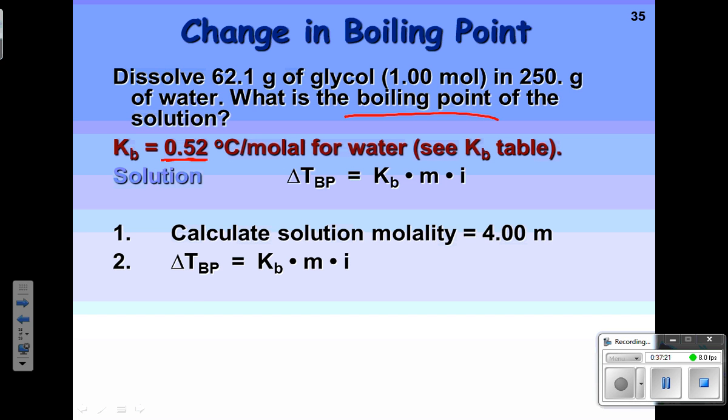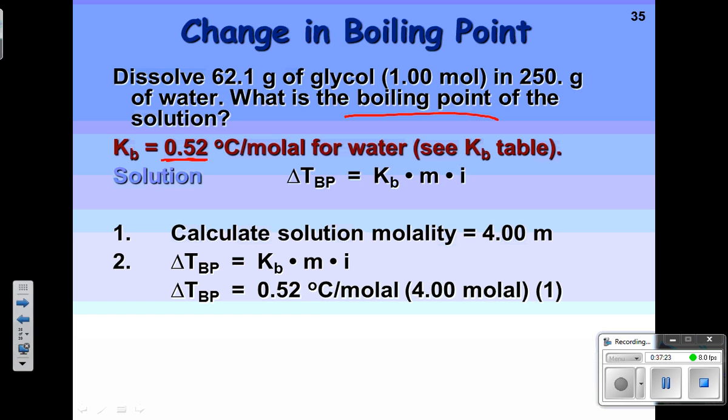Okay, so we're going to use this right here as our I. We're using this as our molality, and because we've got glycol, which we decided earlier was 1 for the I, that's what we put in. So we just plugged everything in. How do you figure out which one is the boiling and which one is the melting? The one I gave you from the charts, the boiling was the 0.52 and the melting was the 1.86.